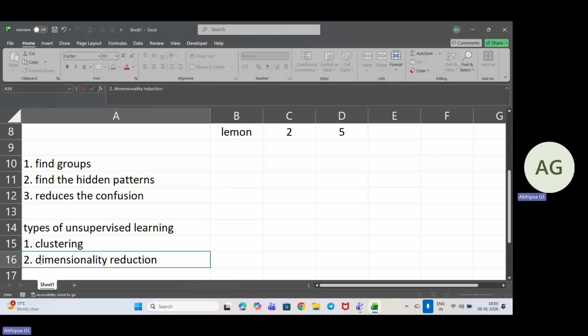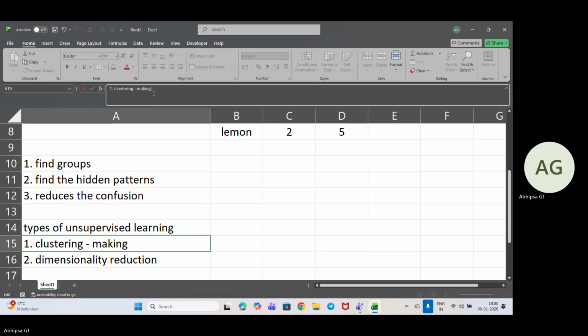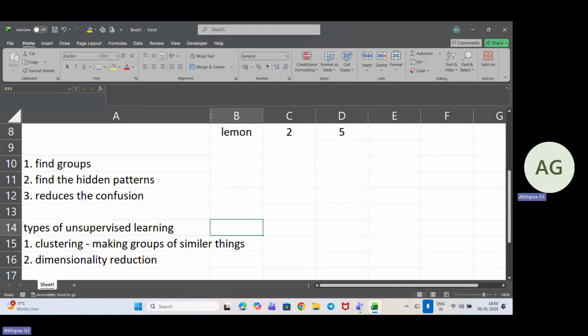Okay. So basically, what happens in case of clustering? Clustering is like making groups of similar things. Grouping different animals based on their structure and all come under clustering. And then we have dimensionality reduction.